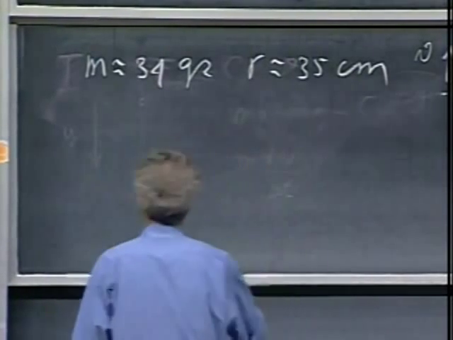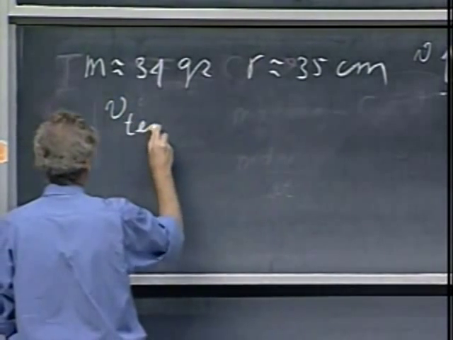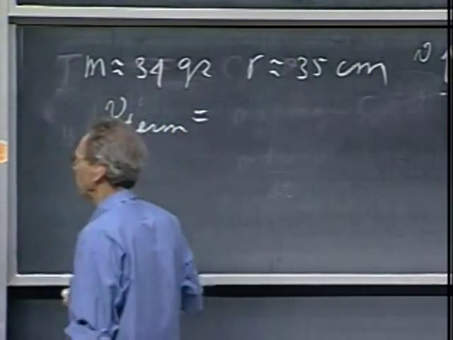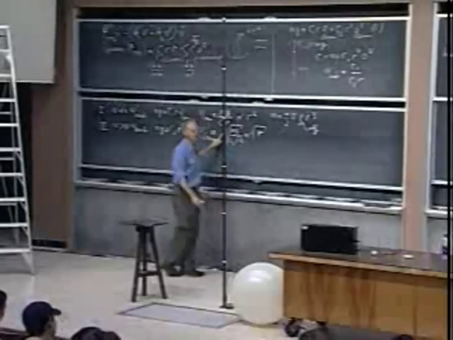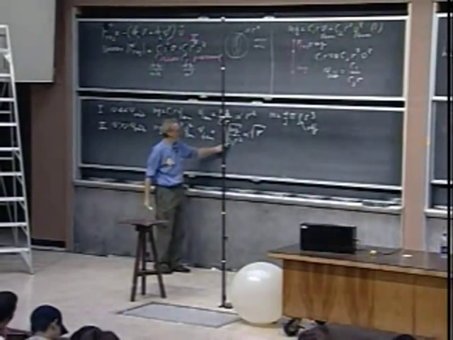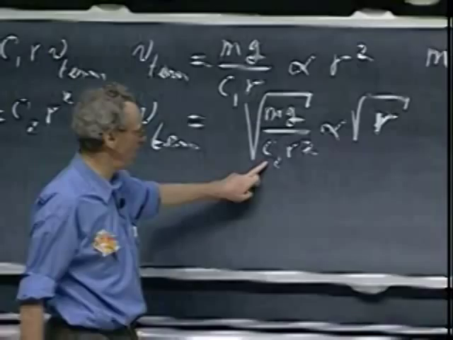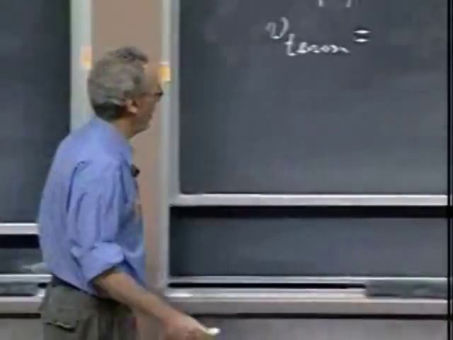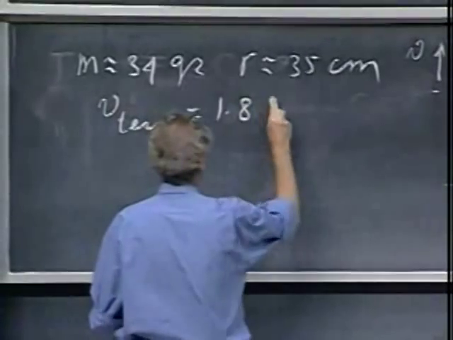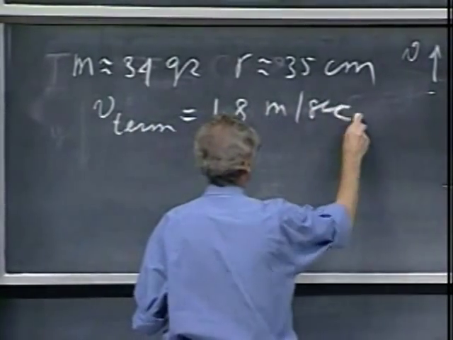I can calculate what the terminal velocity is. A better name would be terminal speed. I know I'm definitely going to be in this regime. So I know the mass. I know C2, which in air is 0.85. I know the radius, and I know g. And so I find about 1.8 meters per second.